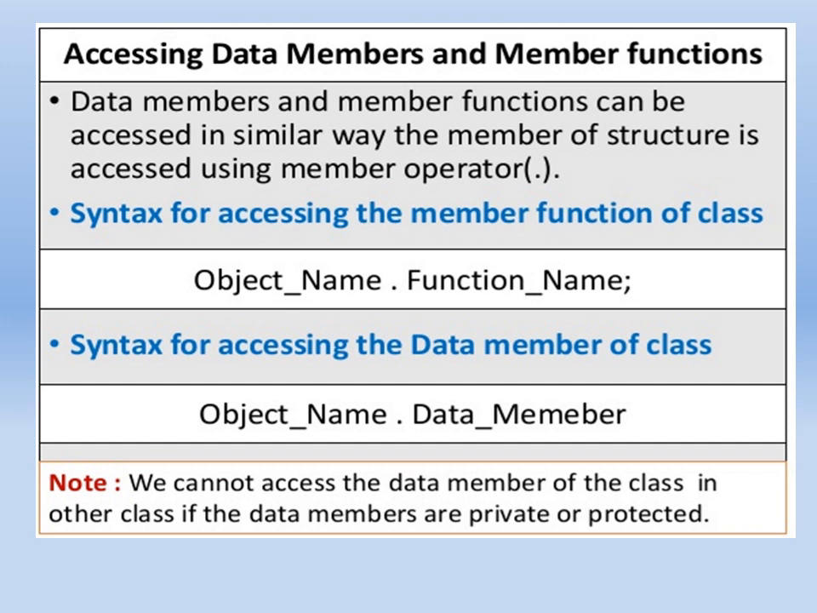We cannot access the data member of the class in another class if the data members are private or protected. So this is about the access specifier. If you declare that data member under the private or protected section, then in another class you cannot access it by using this. So this is how to access the data members and the member functions.